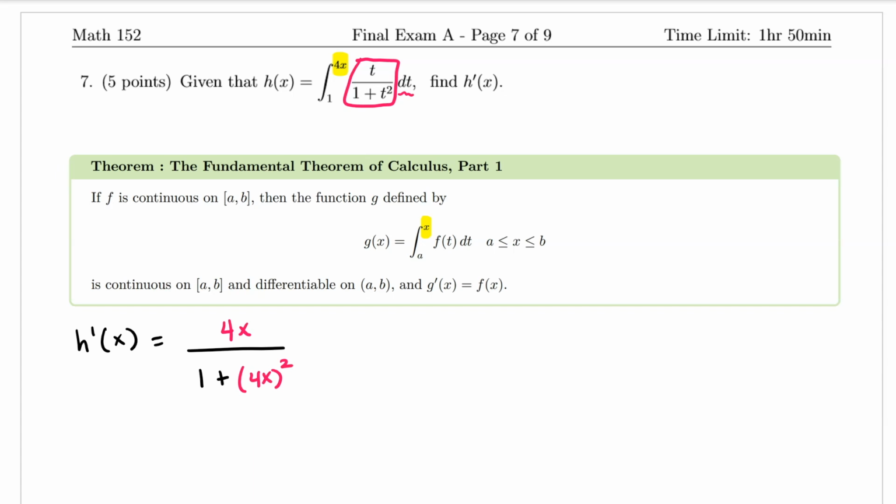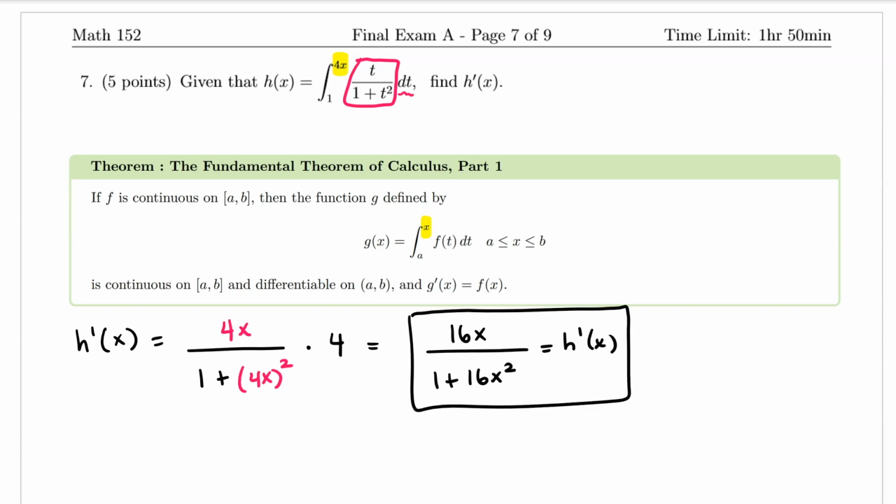And then the other thing we need to do is multiply the entire thing by the derivative of the upper limit of integration, and the derivative of 4x is 4. If we clean this up a little bit, 4 times 4 is 16. So I get 16x over 1 plus, and then I can square 4x if I'd like to. We get that this is equal to h prime of x. So here is our answer for question 7.